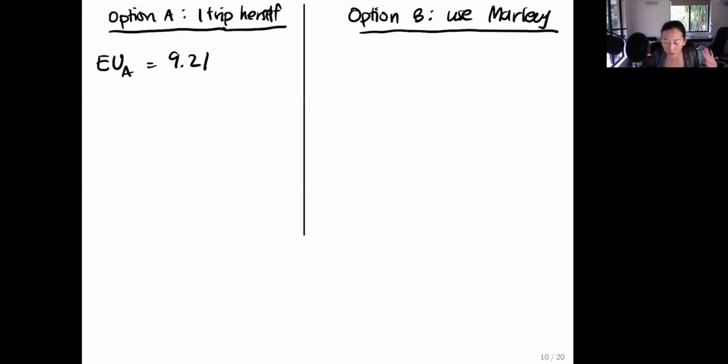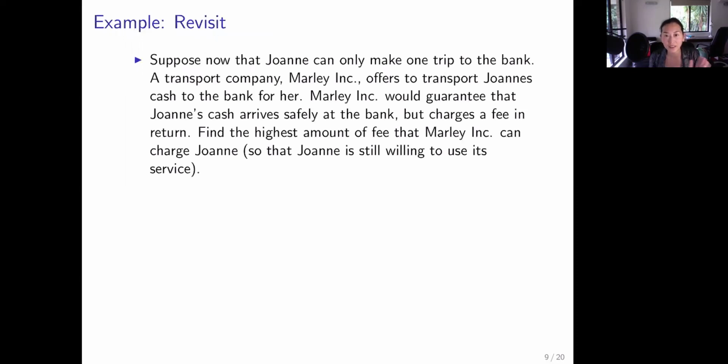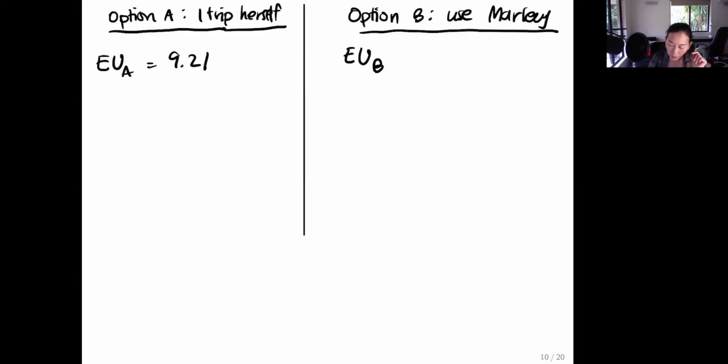Now with option B, you don't know what it is. You just know that this is EUB, equal to some number you don't know. But that's not what the question asks. It asks you to find the highest fee that Mali Inc. can charge Joanne, right? What you know is that EUB has to be greater than or equal to EUA. And how do we find EUB?